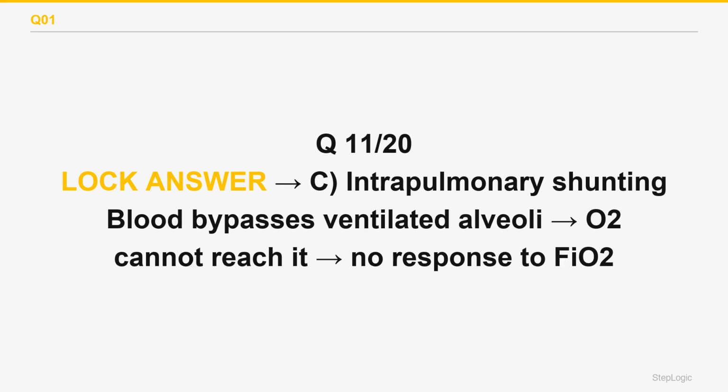Dead space, choice D, is the opposite problem: ventilated alveoli with no perfusion. Dead space causes hypercapnia and a normal or low A-a gradient. It responds to oxygen. Hypoventilation, choice A, causes elevated PaCO2 and responds to oxygen. Diffusion impairment, choice B, improves with supplemental oxygen because more oxygen diffuses even through a thickened membrane.